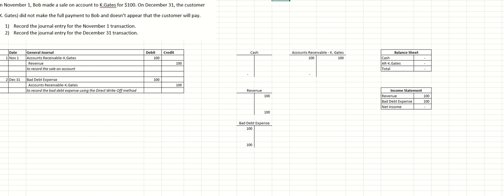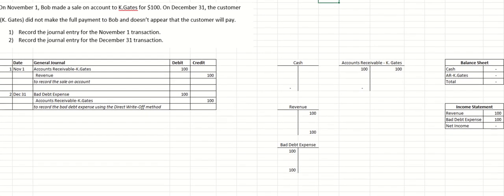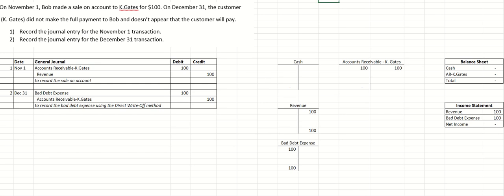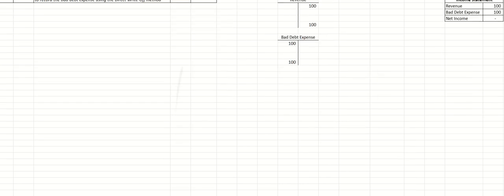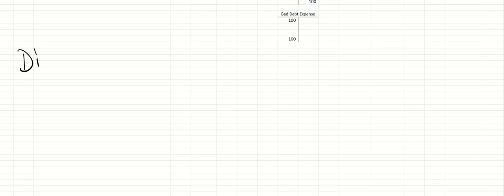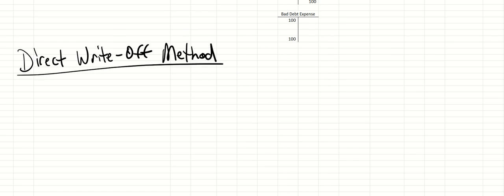So let me go to this tab. Let me zoom in here. In this tab, this is an example of what to do when an account is not collectible by the customer. One of the methods is called, let me scroll down here, the direct write-off method. Under this method, this is like a reactive method.